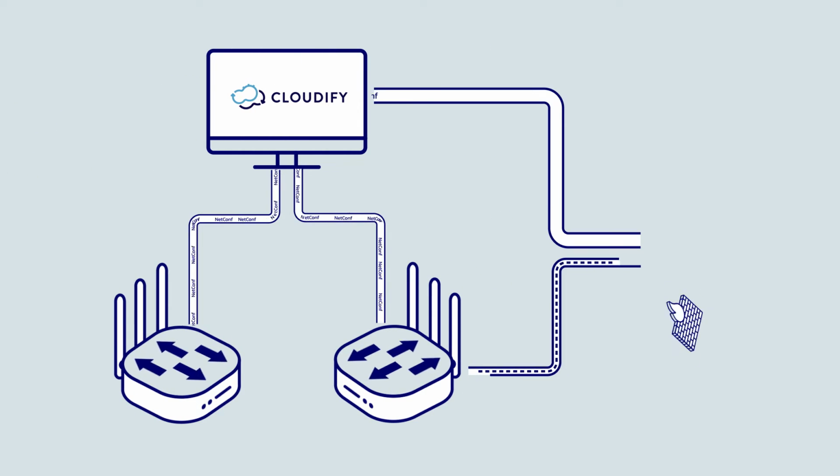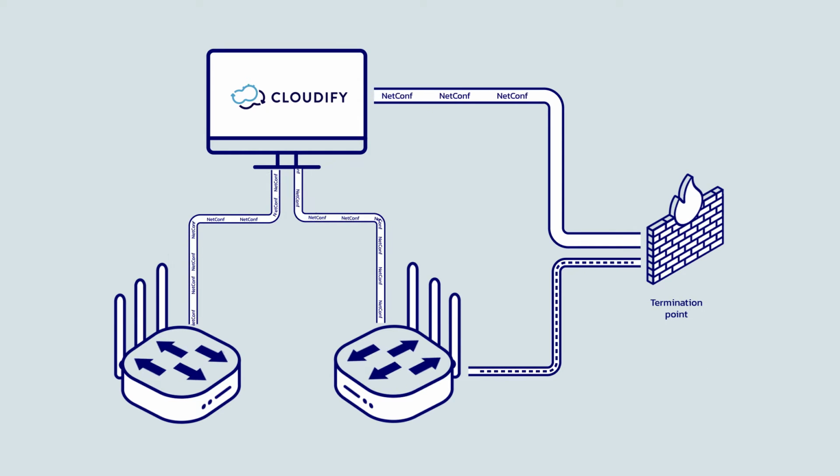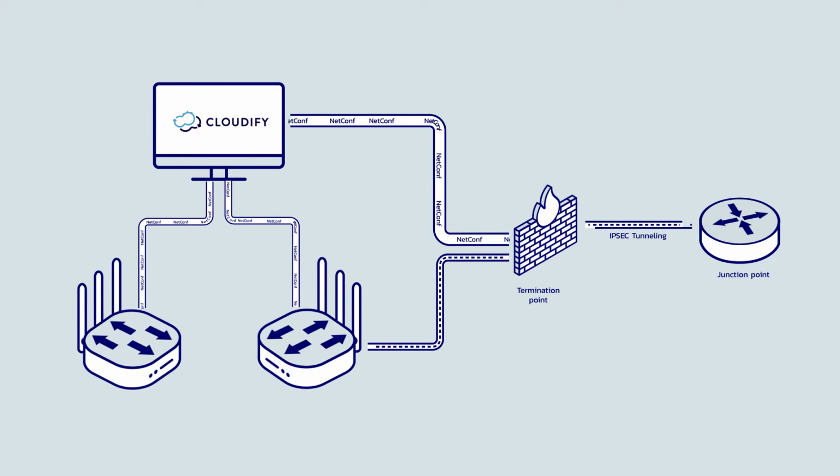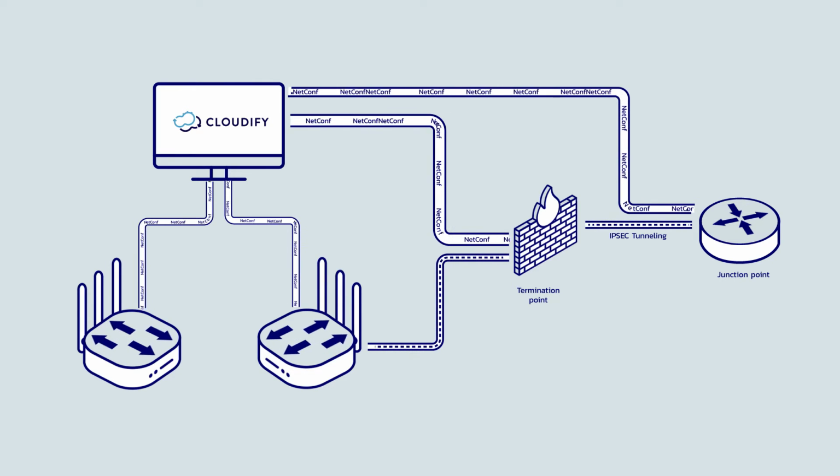Next in the chain is the termination point. Everything is configured by Cloudify here as well, including the virtual routers. Then comes the junction point. As with every other component, the junction point is configured by Cloudify over netconf, including VRFs and VLANs per customer.